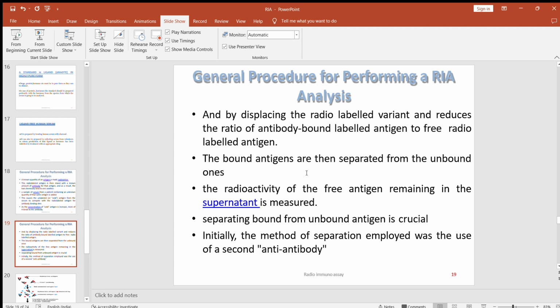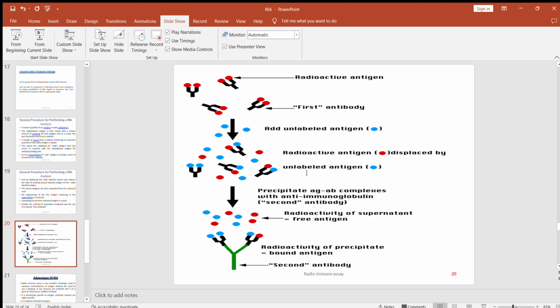Separating bound from unbound antigen is crucial. Initially, the method of separation employed was the use of a second anti-antibody. This is the pictorial representation of the technique. The radio-labeled antigen is combined with the first antibody, and then the unlabeled antigen was added. After the addition of the unlabeled antigen, the radioactive antigen was replaced by the unlabeled antigen, and then in order to separate the bound antigen antibody complex, a second antibody is added.